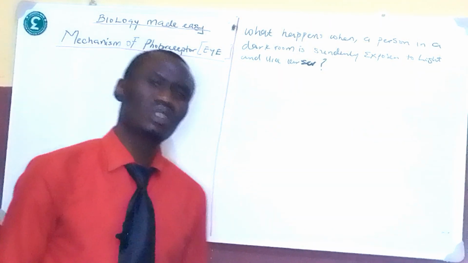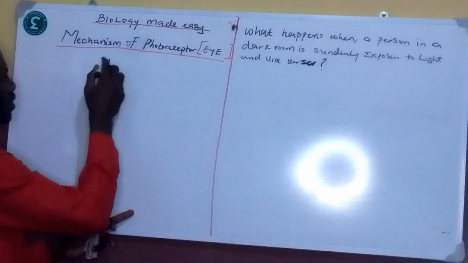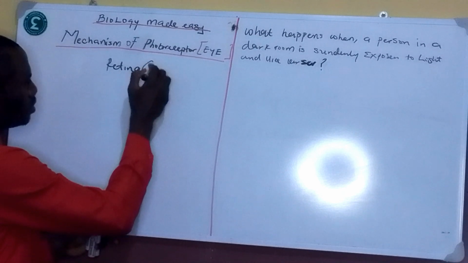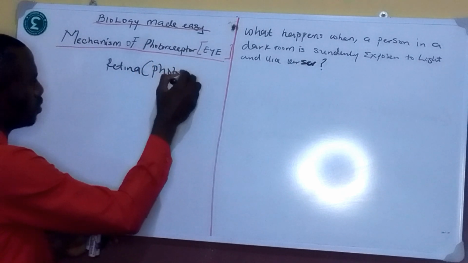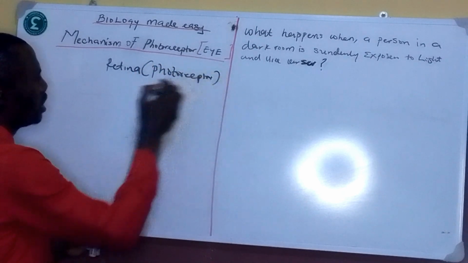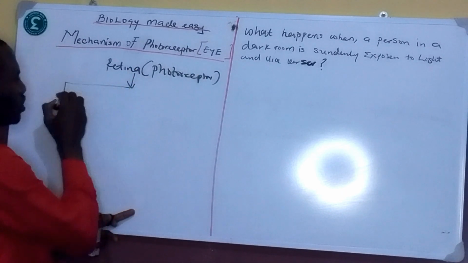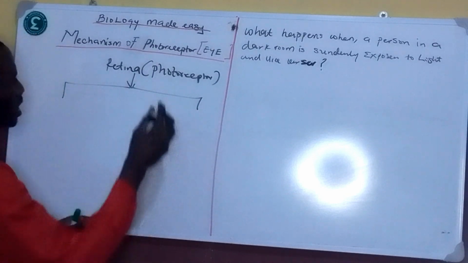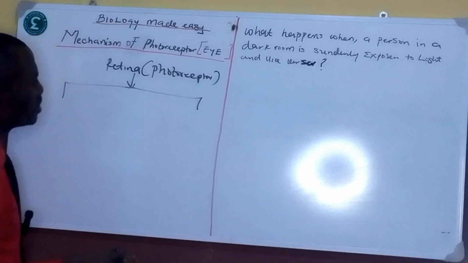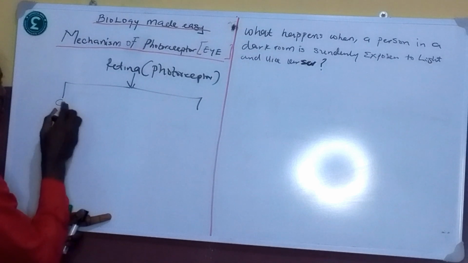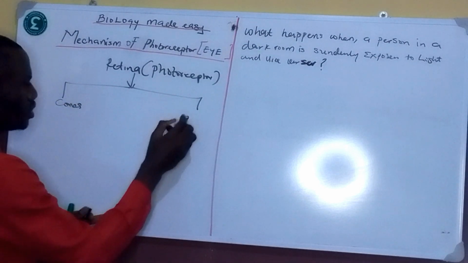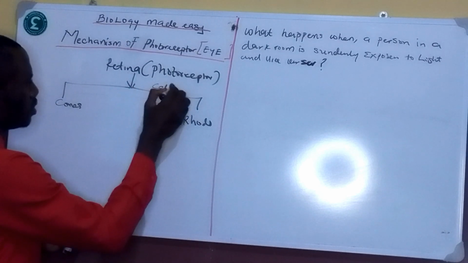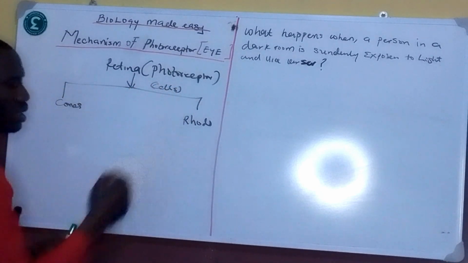The retina, which is called the photoreceptor, has two cells. These are the photoreceptor cells, the cones and the rods.